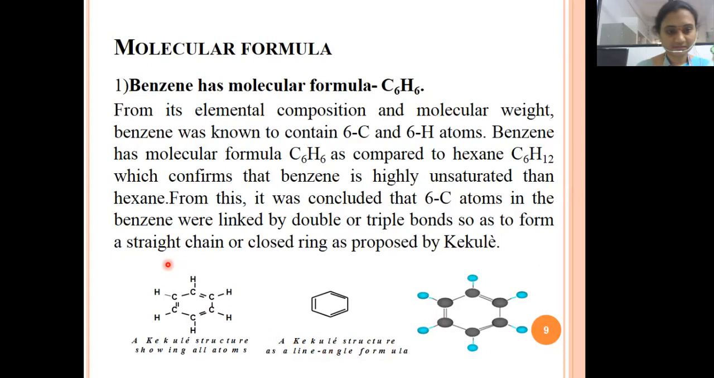You observe the Kekule structures. This is the ball and stick model of the benzene ring, where carbons contain double bonds. This is the Kekule structure showing all atoms, carbons and hydrogens. This is the cyclic form of the Kekule structure. The Kekule structure as a line angle formula contains alternate double bonds.